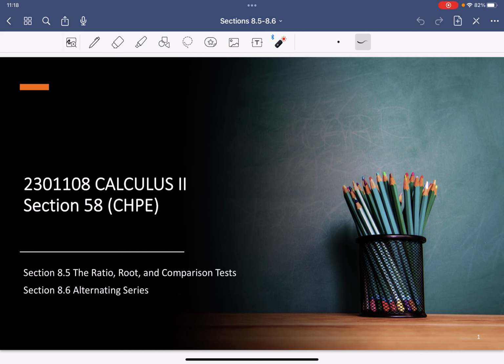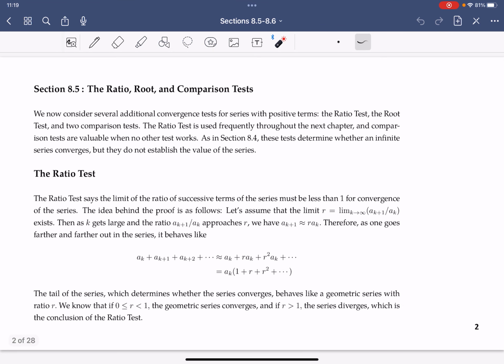I will tell you that the content of these 2 sections is a little bit tough because it requires a lot of simplification, so you need to be good at cancellation and simplification. You're going to see in a little bit that if you are not good at expanding or cancellation, it's going to be hard to understand section 8.5. First of all, let's take a look at the ratio test. The plan for today is that I hope we can finish the ratio test, and then move to the root test a little bit.